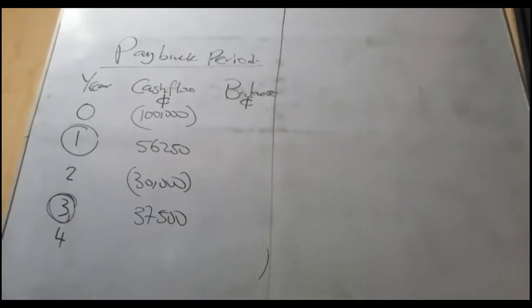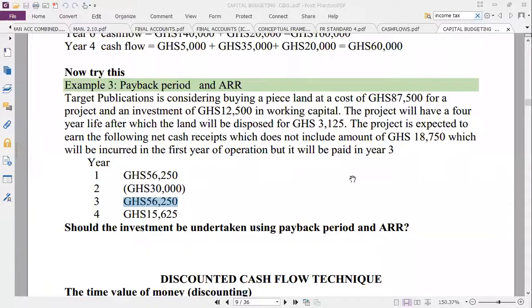Year 4. So estimation of the cash flow is very important. Now year 4, they have 15,625. Here what you have to do is add if there's any scrap value. So they are going to sell the land for what? 3,125. It must form part of the cash flow, because when they sell it, they'll receive cash, not profit. So that 3,125 must be part.